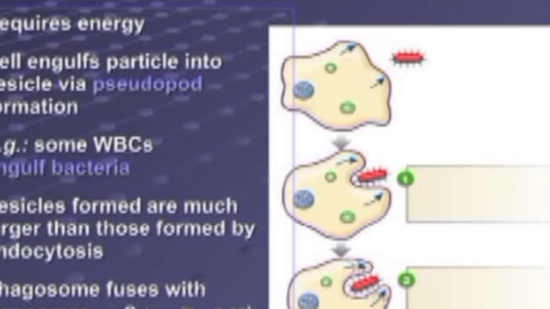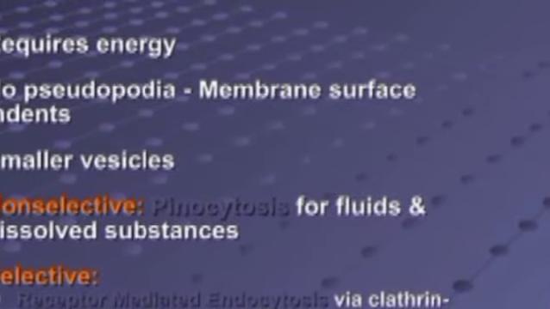Phagocytosis requires energy. The cell engulfs particles into a vesicle via pseudopodia formation. Example: some WBCs engulf bacteria. Vesicles formed are much larger than those formed by endocytosis. Phagosomes fuse with lysosomes. This is a process which requires energy, and by the energy this process is completed. WBCs kill the foreign material they engulf.